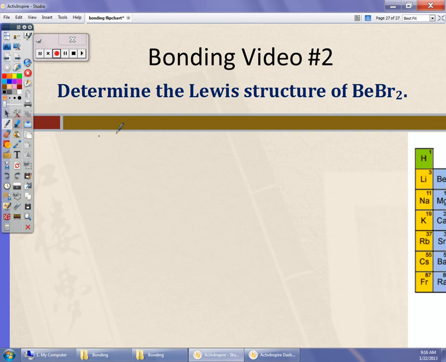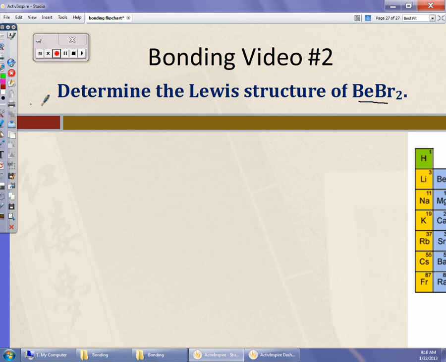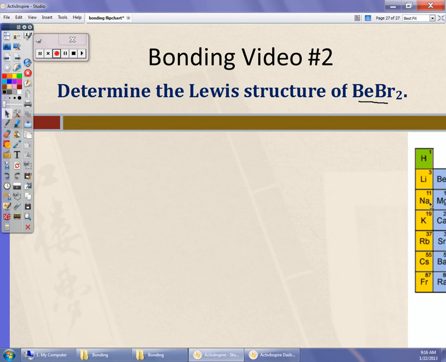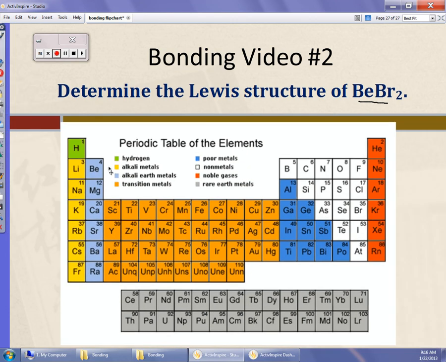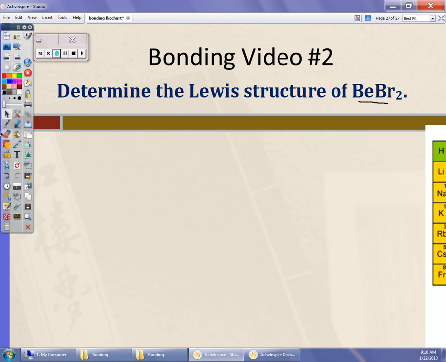Second practice problem, the last one: beryllium bromide. Beryllium, based on where he is on the periodic table, looks like he would be making an ionic compound. But due to the electronegativity rule, he is going to be making a covalent one. So based on the covalent rule, let's do the Lewis dot diagram.